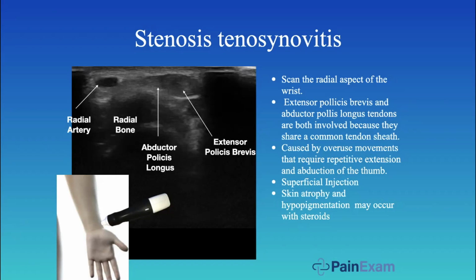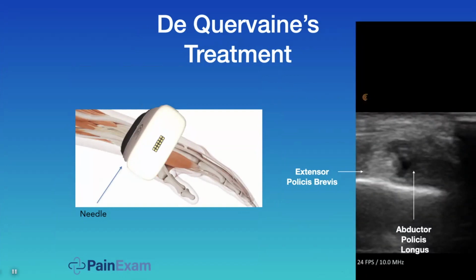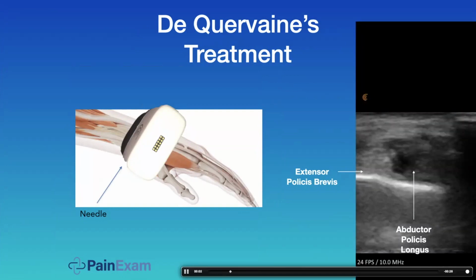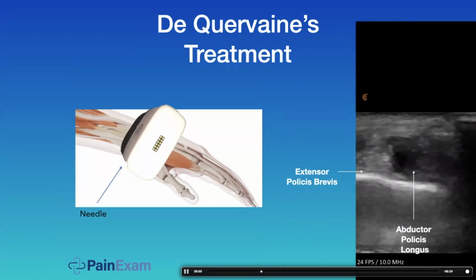Okay, so just finishing up with De Quervain's treatment. So you have the ultrasound over the tendons. Here you can see the extensor pollicis brevis. The abductor pollicis longus is not as hyperlucent, but you can see the tendon cross section here. And the needle's above them. It's injecting into the tendon sheath.